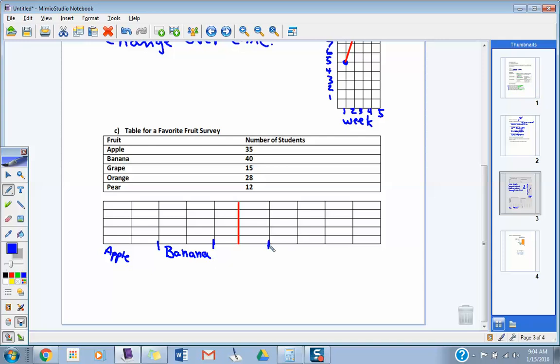Next one here, let's go grapes, and then oranges, and then pears. Anybody eat pears? Okay, so I'm going to label this over here. I'm going to get a good chart that looks like 40, so I'm going to go by tens on this, okay? 10, 20, 30, 40, all the way up to 50.